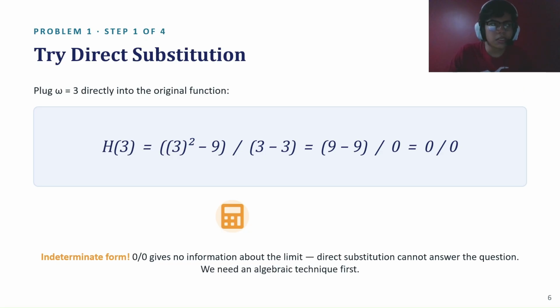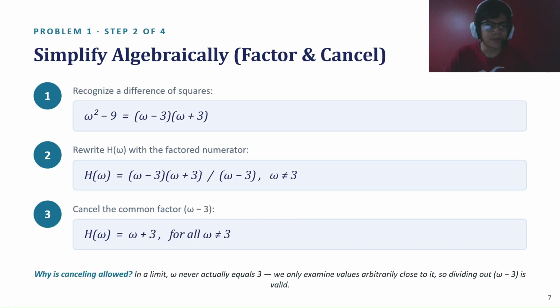We cannot always use direct substitution, because this 0 over 0 makes a problem for us. So we need to do it the long way. We have to simplify algebraically: factor and cancel.